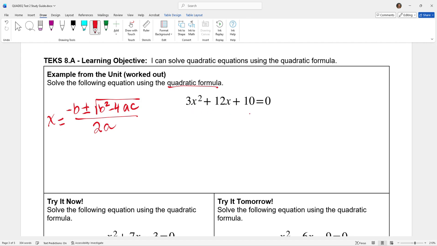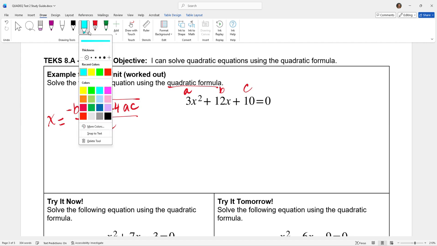Now we need to identify our a, b, and c. Also, when we're dealing with the quadratic formula, we must set it equal to 0. Our a term is going to be next to the x squared, our b term is going to be next to the x, and our c term is going to be the constant by itself.